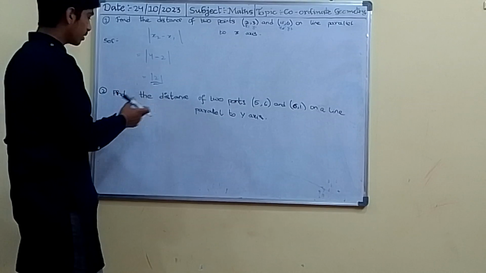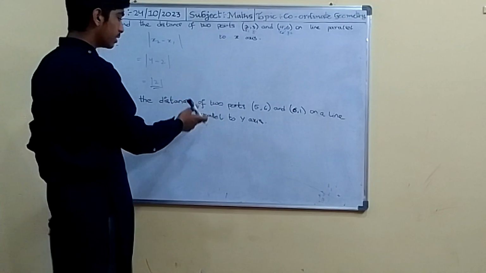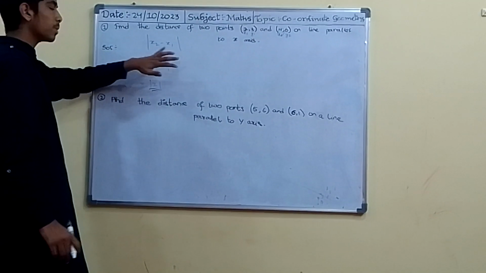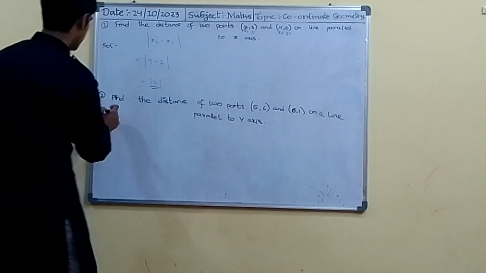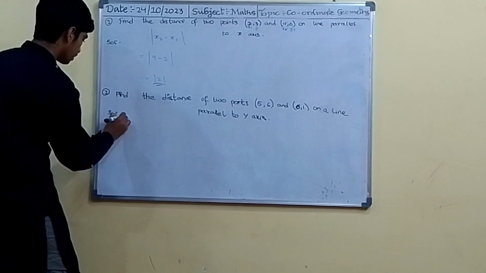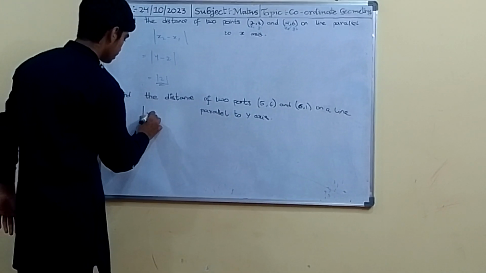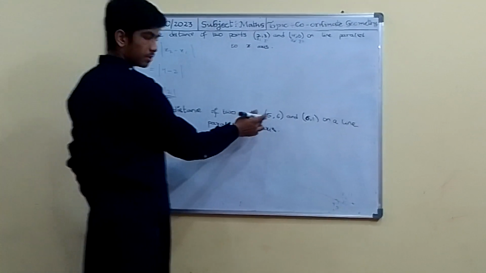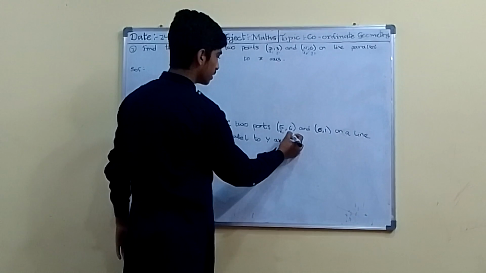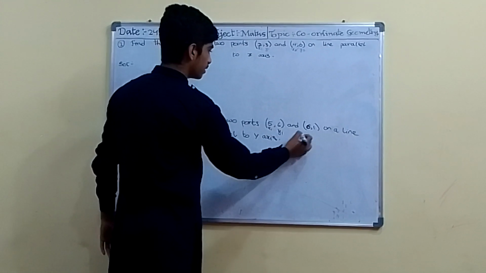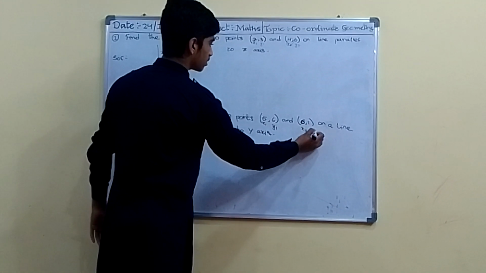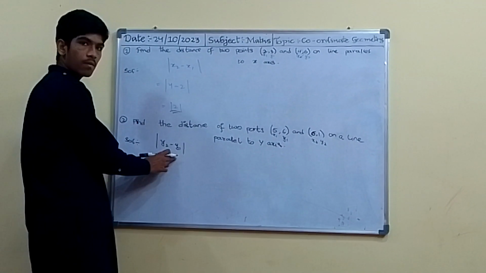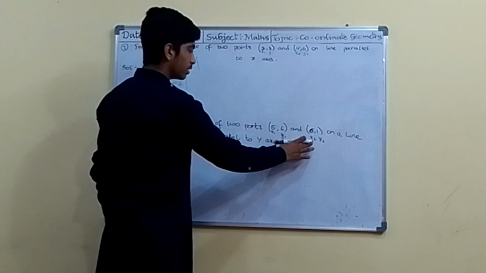We have the second formula, the distance between 2 points when the line is parallel to the y-axis. For the x-axis, the formula is x2 minus x1. When it is parallel to the y-axis, the formula is modulus of y2 minus y1. So here we have to note the points: the first one will be x1 and this one y1, and this is x2, and the last one is y2. The formula is y2 minus y1, so we take the values of only y2 and y1 here.